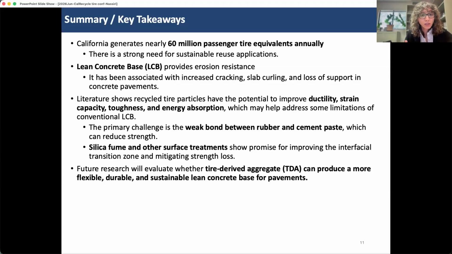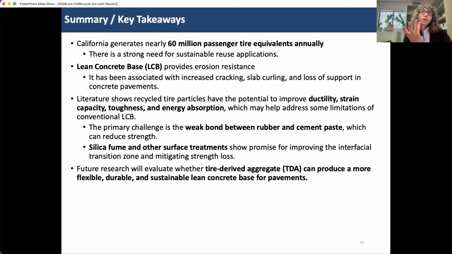LCB to us is a very good medium for receiving this, because ultimately we don't have high, strict structural strength requirements, and at the same time it is a place that can benefit from that flexibility that the TDA could bring in. And so we find it a good place for trying this out.